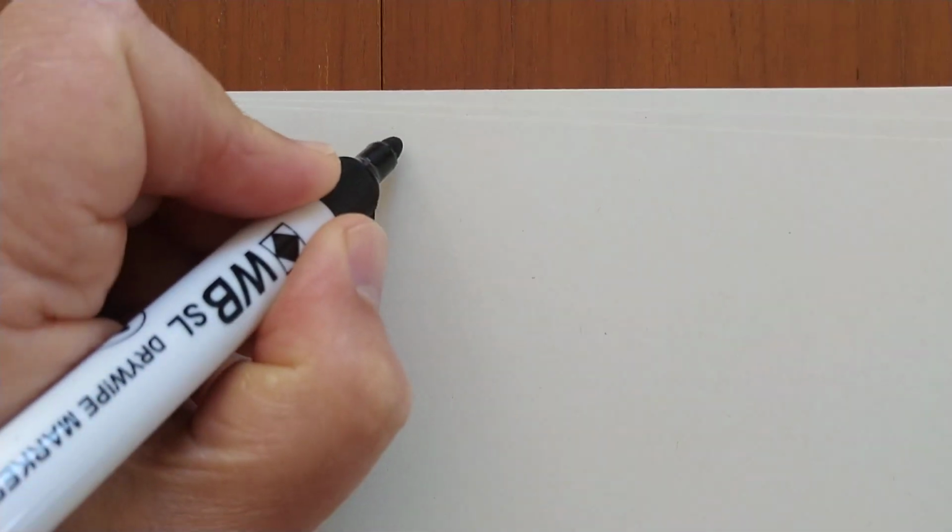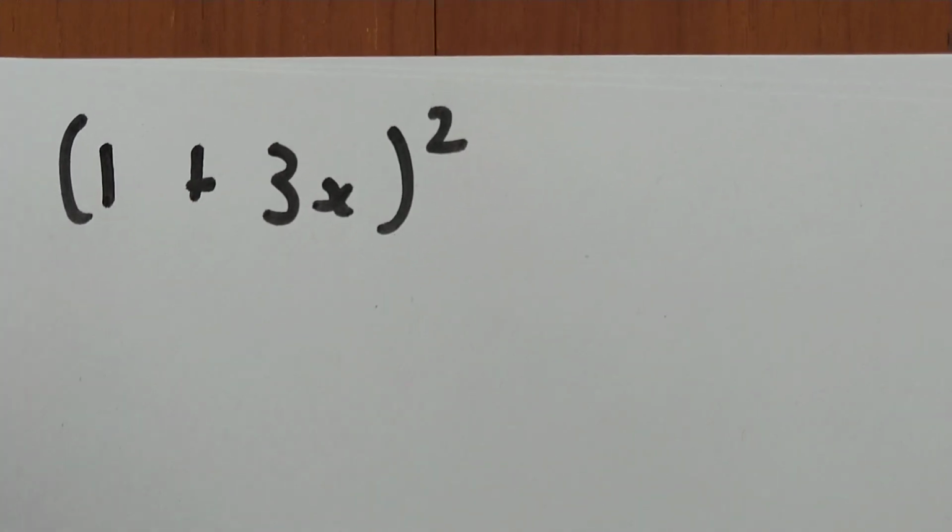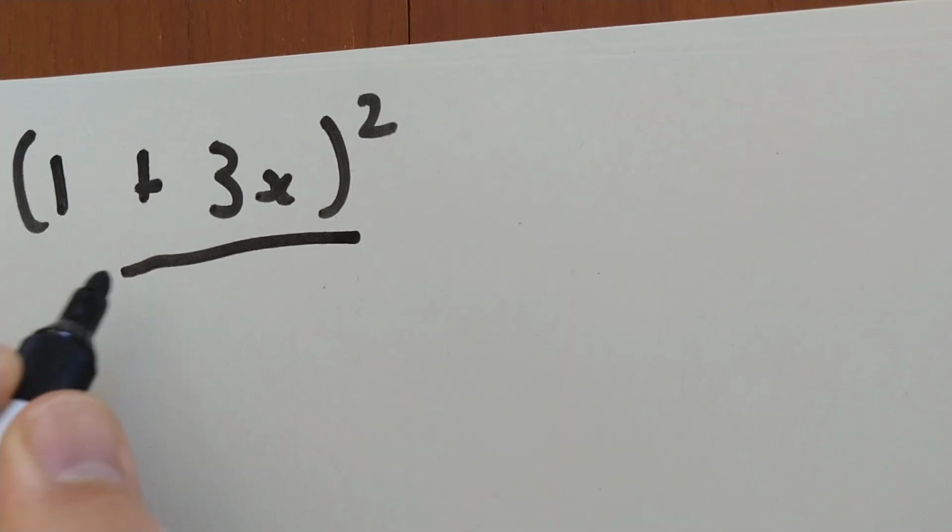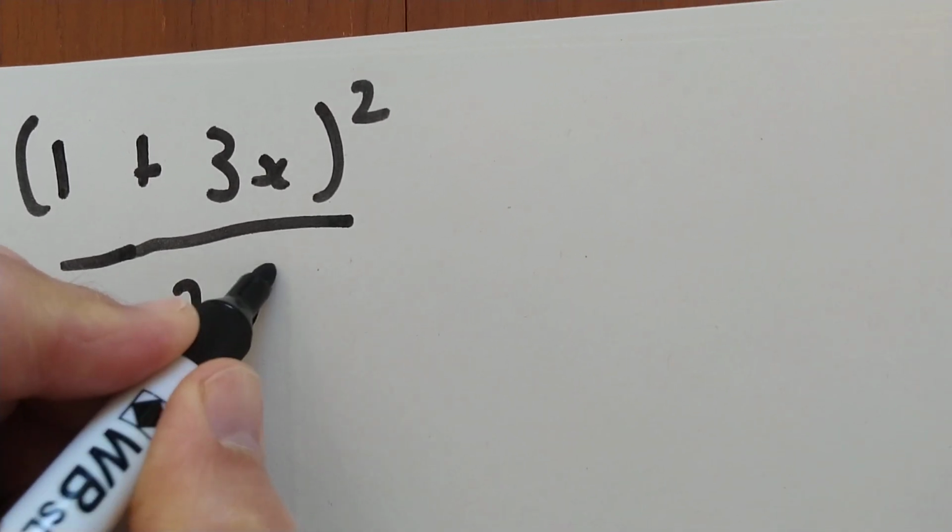I'll give you one that looks even worse. But again, there's no new technique here. We're just mixing different skills we already have together. Say we're asked to simplify something like 1 plus 3x all squared, all divided by 2 root x.